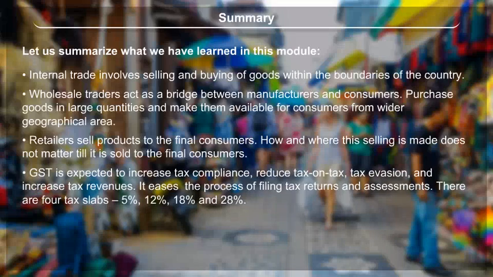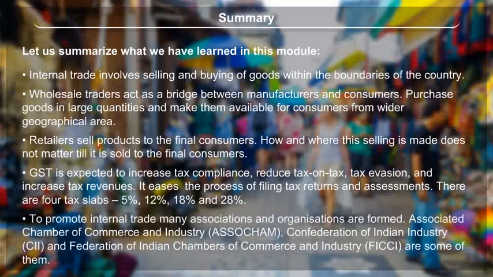GST is expected to increase tax compliance, reduce tax on tax, tax evasion, and increase tax revenues. It eases the process of filing tax returns and assessments. There are 4 tax slabs: 5%, 12%, 18%, and 28%. To promote internal trade, many associations and organizations are formed. ASSOCHAM, Confederation of Indian Industry, CII, and Federation of Indian Chambers of Commerce and Industry, FICCI, are some of them.